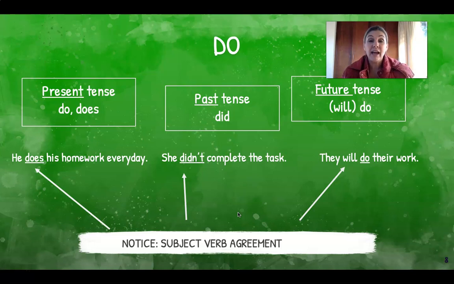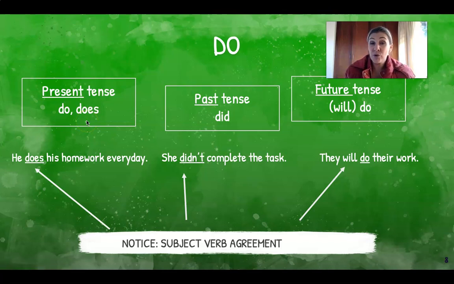So let's take a look at the first one, do. Okay, so we're looking at do, have, and be, or do, be, and have, and we'll see what order they come in. So the first one is do, and we're looking at the present tense, past tense, and future tense. Okay, so in the present tense, you know that it is do or does.